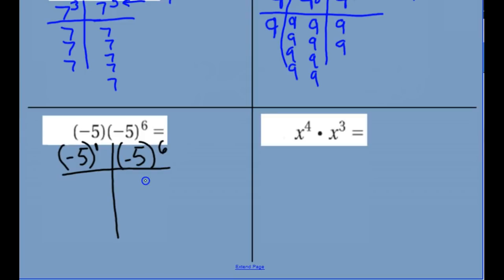So we're looking to see how many -5s we have. Here we only have -5 once. Here though we have -5 6 times. So 1, 2, 3, 4, 5, and 6. So what we have is 1, 2, 3, 4, 5, 6, 7 -5s. So we're going to keep our parentheses, -5 to the 7th power.